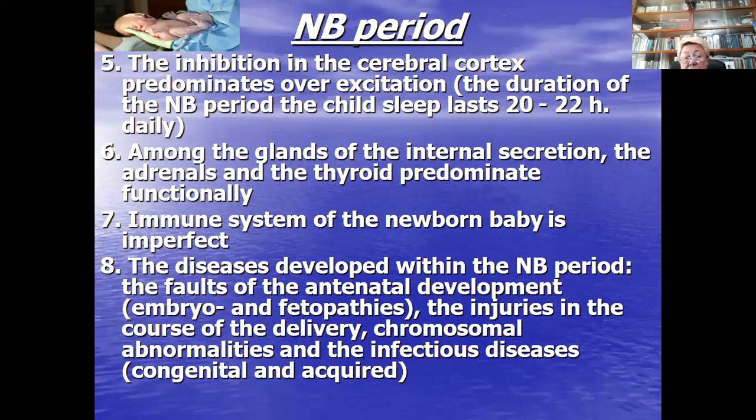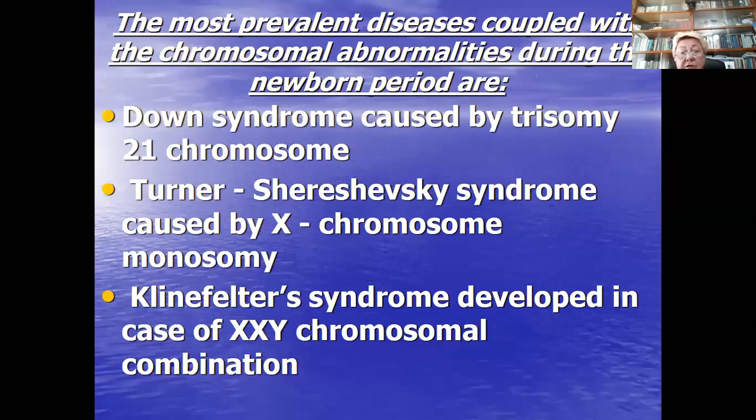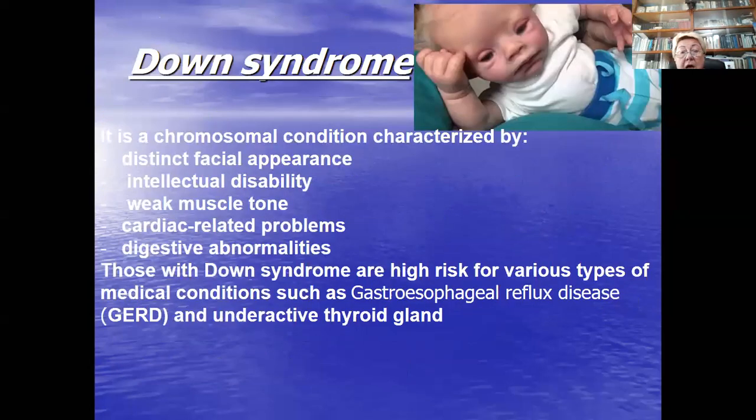And several words about diseases. In the newborn period, we can see embryopathies and fetopathies. We can see injuries in the course of delivery, chromosomal abnormalities, and infectious diseases. They can be acquired or congenital. The most prevalent diseases coupled with chromosomal abnormalities during the newborn period are Down syndrome, Shereshevsky-Turner syndrome, and Klinefelter syndrome.